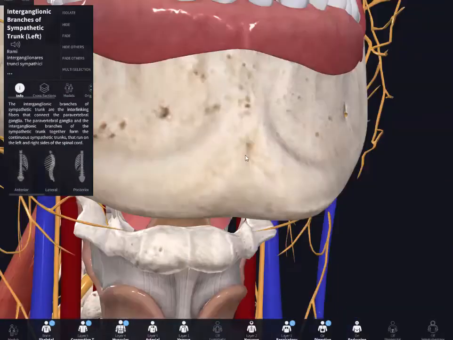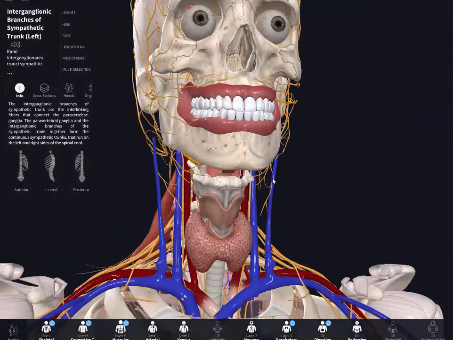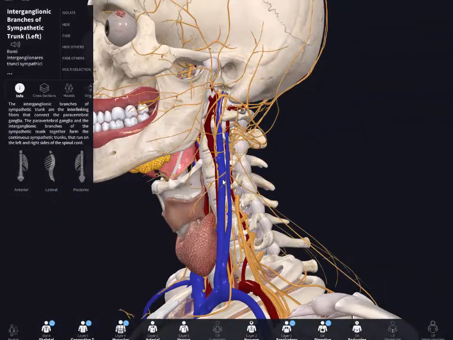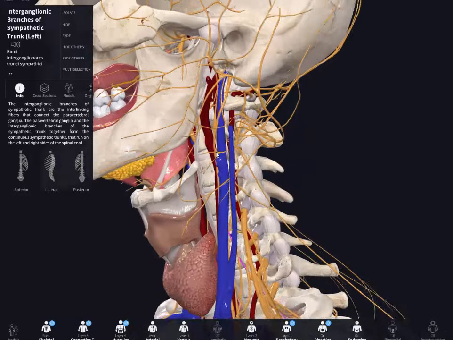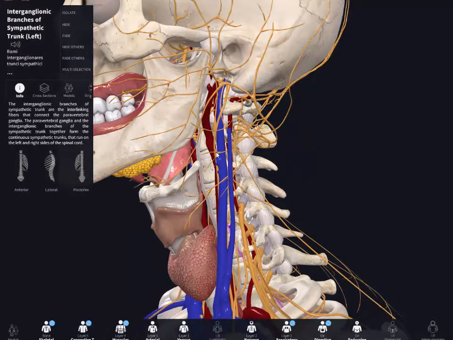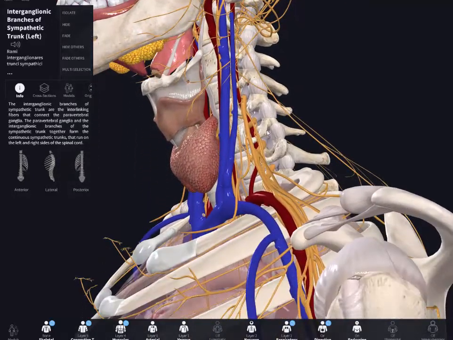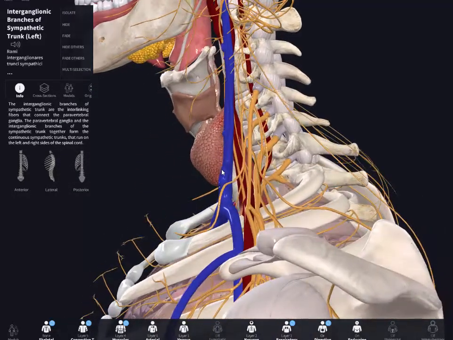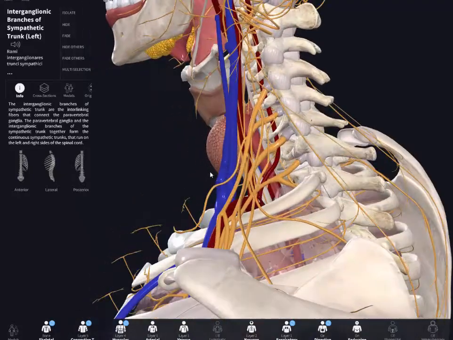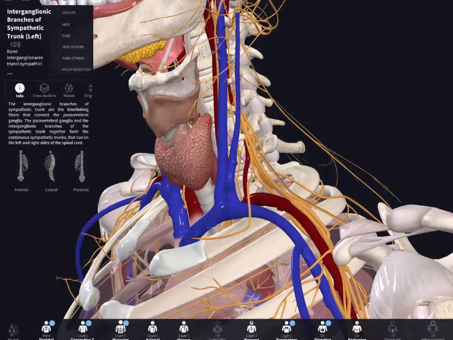Remember that at this level, you will not find any preganglionic sympathetic fibers. You'll only find the preganglionic sympathetic fibers between T1 and L2, because that is where within the spinal cord you have the intermediolateral cell column where these preganglionic neurons for the sympathetic system sit. Only between T1 and L2.